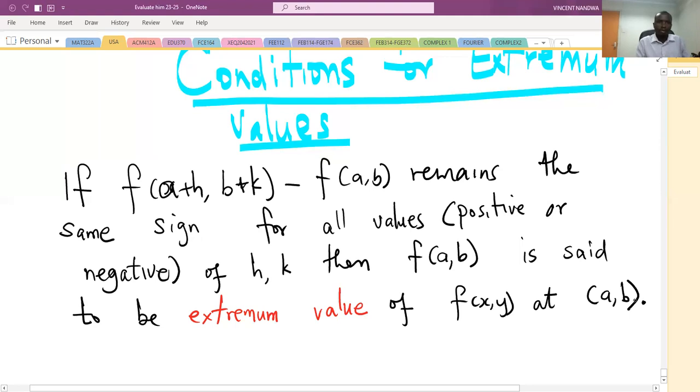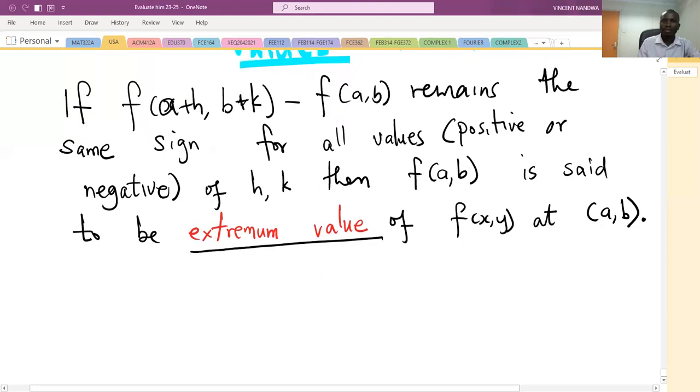So if the difference between the value of the function in the neighborhood minus the value of the function at the point a, b remains the same sign for all values, both positive and negative, of these small changes in a value and b value, then the value of the function at a, b is said to be extremum. So extremum means it's either a maximum or a minimum value.